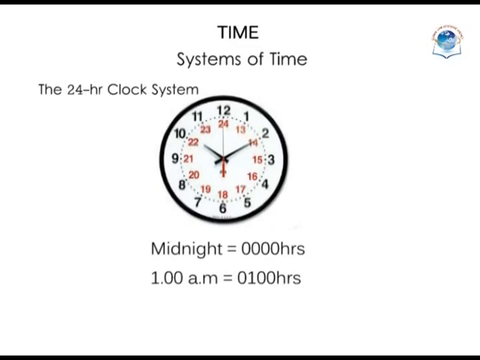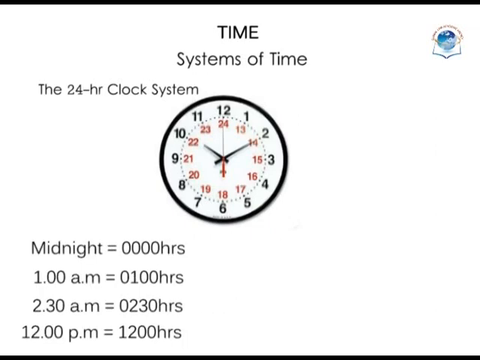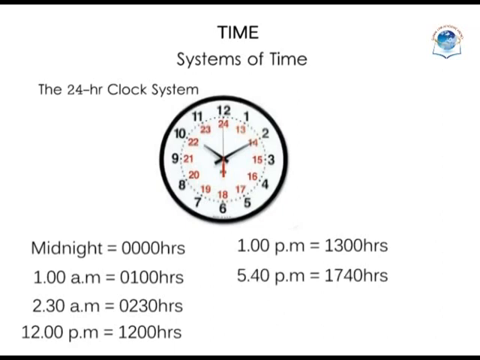1 a.m. is 0100 hours. 2:30 a.m. is 0230 hours, and so on, until we get to midday, which is 1200 hours. After midday, we don't go back to 1 p.m. No, instead, we go to 1300 hours. So 5:40 p.m. will be 1740 hours. And so basically, in the 24-hour system, after midday, we simply add 12 hours. And so 8:30 p.m. will be 8:30 plus 1200, which gives us 2030 hours.